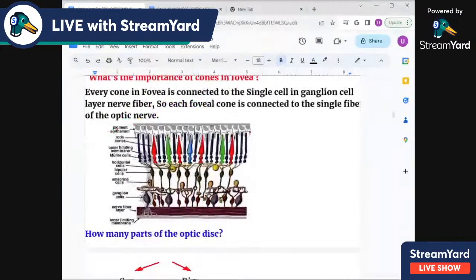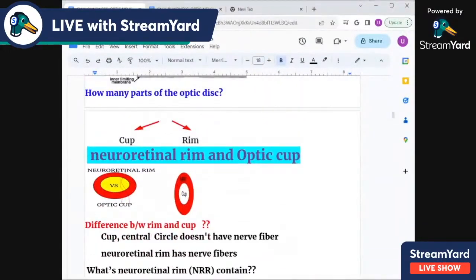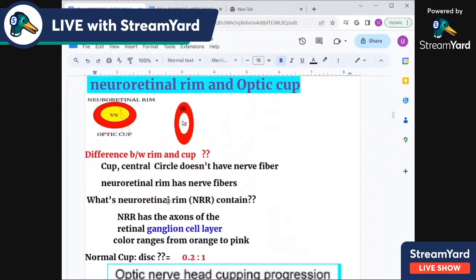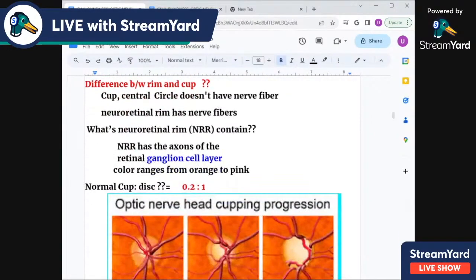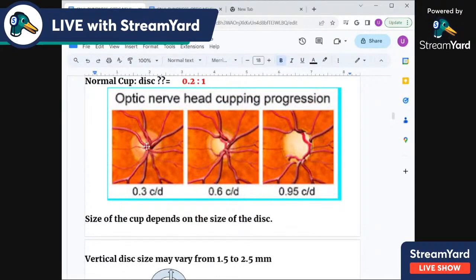And in detail, we discussed the neuroretinal rim, which atrophies if there is optic cupping, right? And we discussed the different features of the neuroretinal rim when there is cupping. And the normal CD ratio we discussed, this is the normal CD ratio, 0.3, and when optic cupping occurs it is 0.95, and these blood vessels move medially towards the nasal side. So this is known as nasalization.